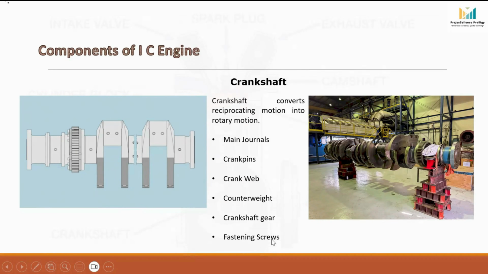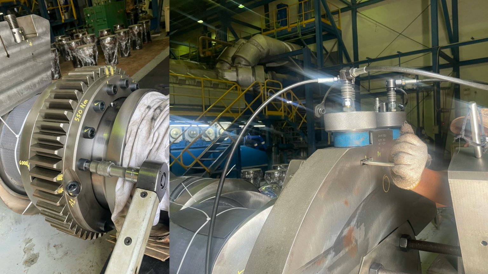Fastening screws. Fastening screws or bolts are provided in certain locations, and these high strength bolts are used to secure counterweights and other crankshaft components.